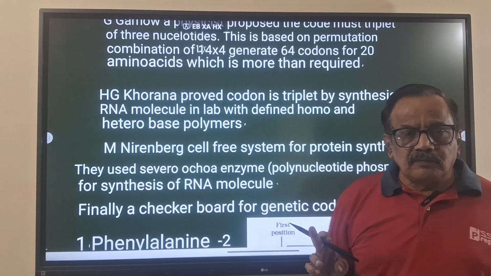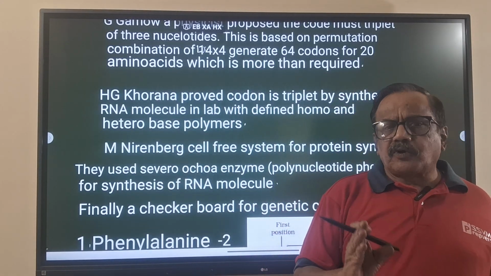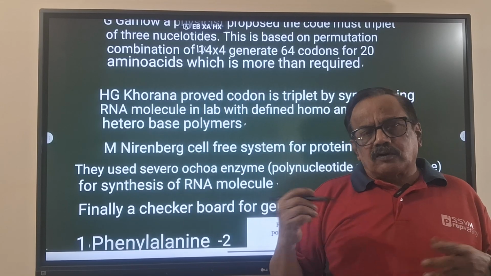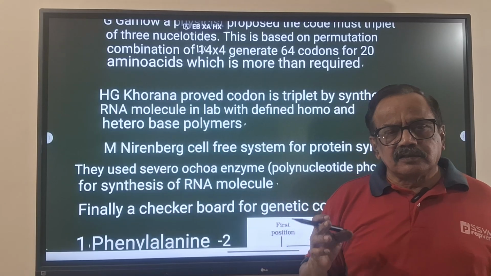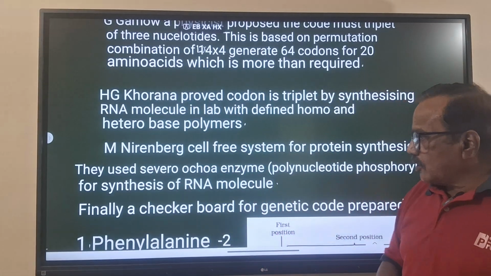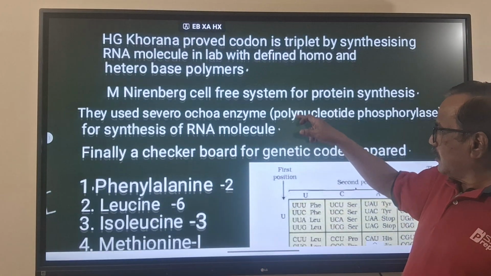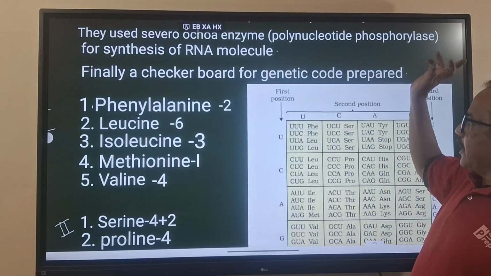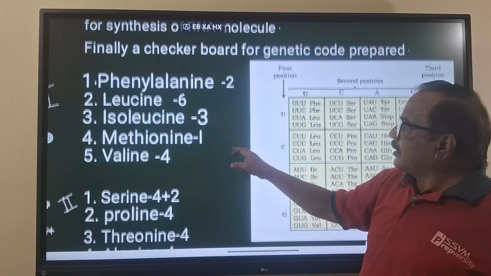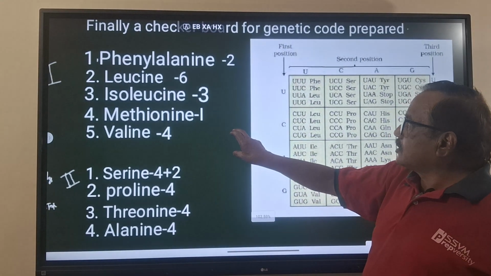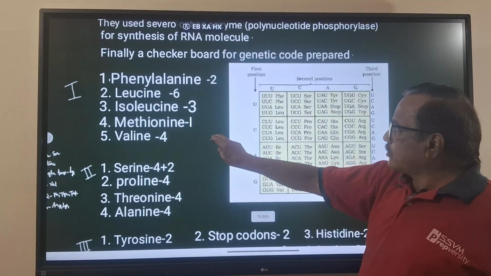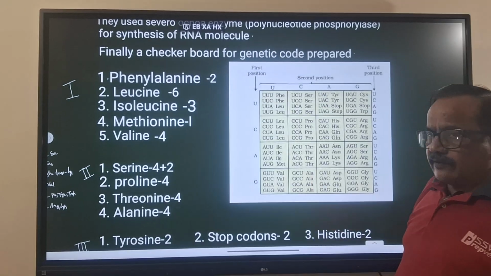Now they came to know that the codon is a triplet, and some amino acids are coded by more than one codon, and both things were expected by Gamow. Now the checkerboard is prepared. So finally, the checkerboard for the genetic code was prepared after all the things. Now whenever we are seeing it here, I will explain these things in a very easy way, how to remember all the things that I already told you in the starting. This is the chart given in the NCERT book.